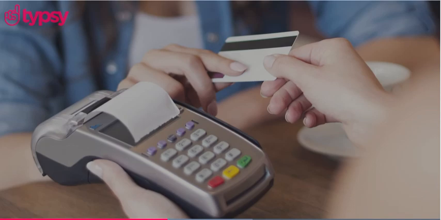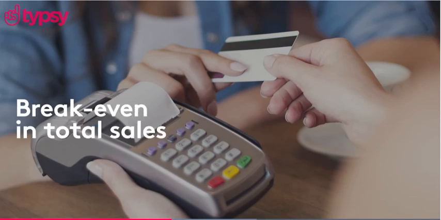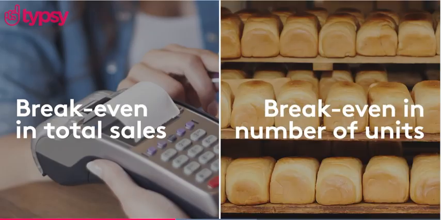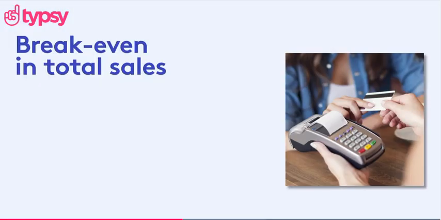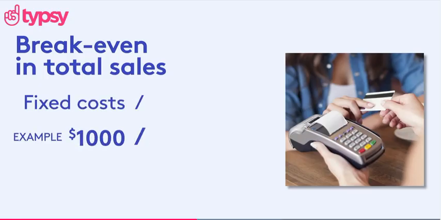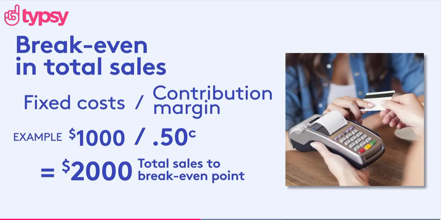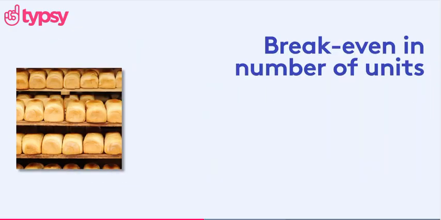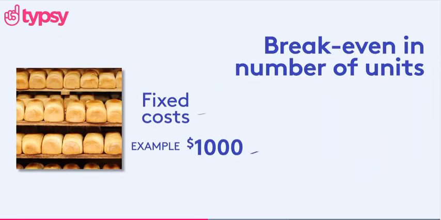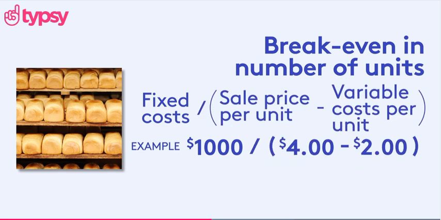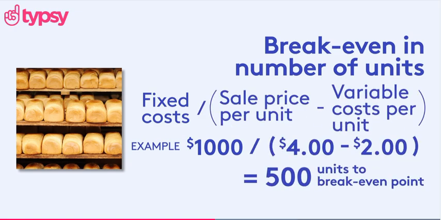Break-even can be calculated in two ways: the total sales a business needs to make to cover costs, or the number of units the business must sell to cover costs. In sales, this calculation shows the sales needed to break even. In other words, the amount you need to sell in order to cover the costs. That measure is calculated by fixed costs divided by contribution margin. Break-even can also be calculated in units. Your break-even point is equal to your fixed cost divided by your sale price minus variable costs. This calculation shows a business the number of units it must produce to break even.